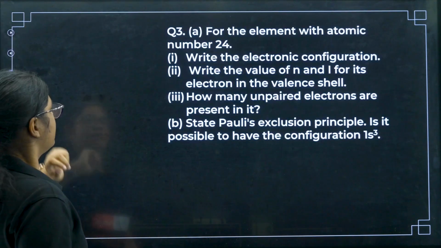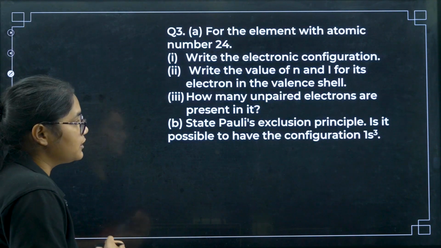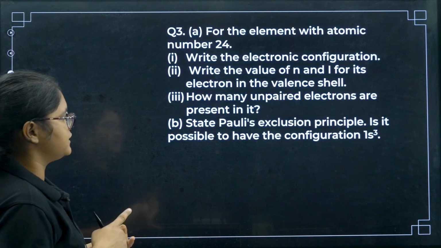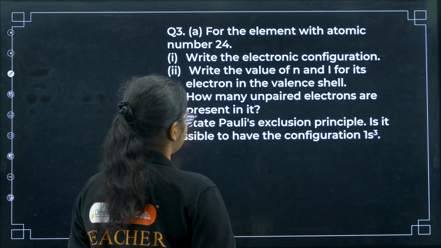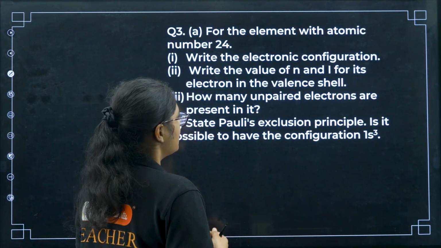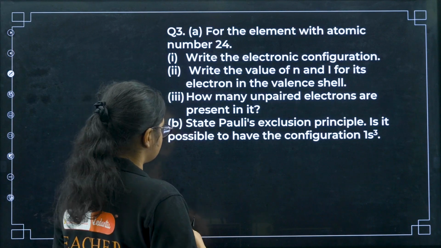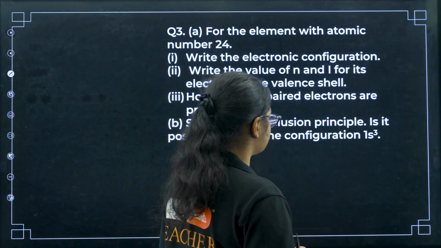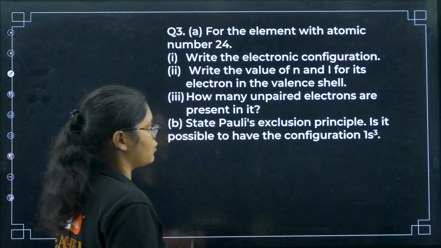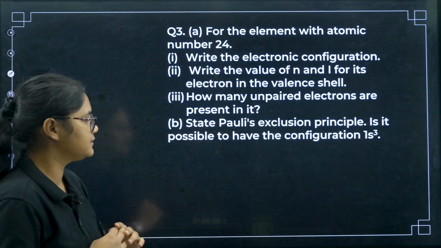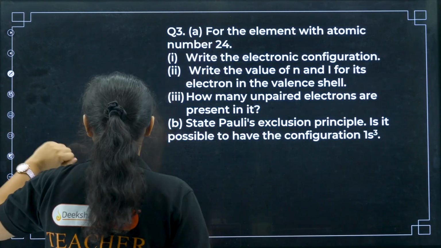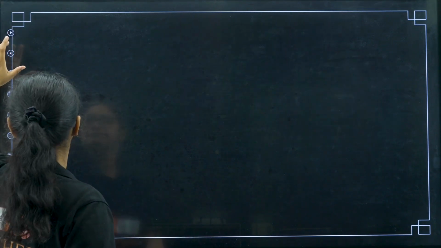Okay. Next, for the element with atomic number 24, write the electronic configuration, write the value of n and l for its electron in the valence shell, how many unpaired electrons are present in it, state Pauli's exclusion principle, is it possible to have the configuration 1s3? Very simple question. 24 atomic number, what will be the configuration?